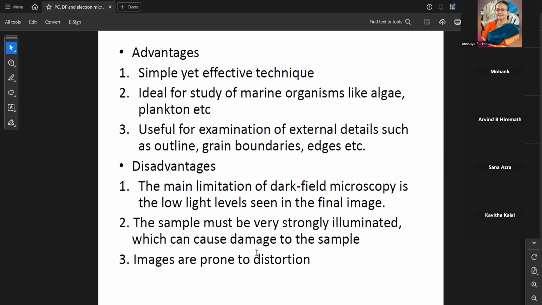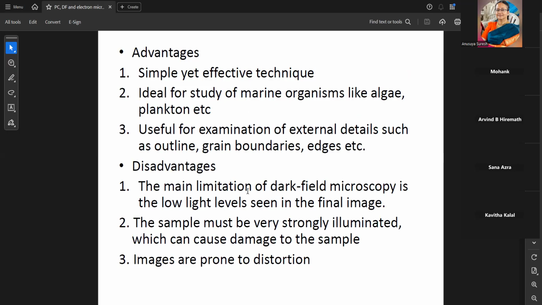The advantages of this method are that it is quite simple, but it is very effective. It can be used for marine organisms like algae, plankton and all. It is the ideal method for their study. And if you want to study external details of the cells, then you can use this method.